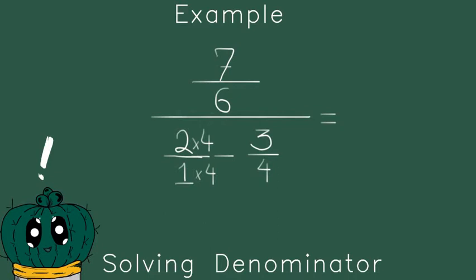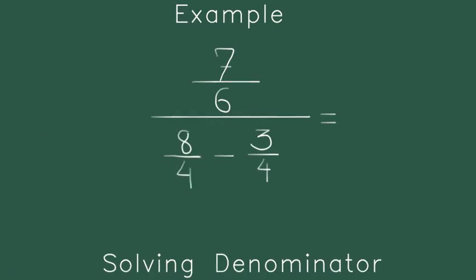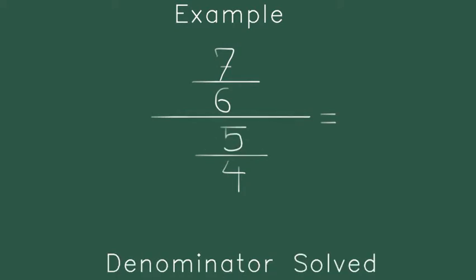Okay, 1 times 4, and because we're not trying to change the actual value of 2 by 1, which is actually 2, we multiply the numerator as well. So 2 times 4 is equal to 8, and 4 times 1 is equal to 4. We do the normal subtraction. Denominator stays as it is, and 8 is subtracted with 3. 8 minus 3 gives us 5. Now the denominator has been solved.